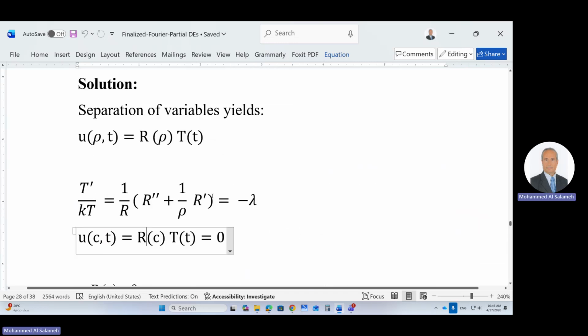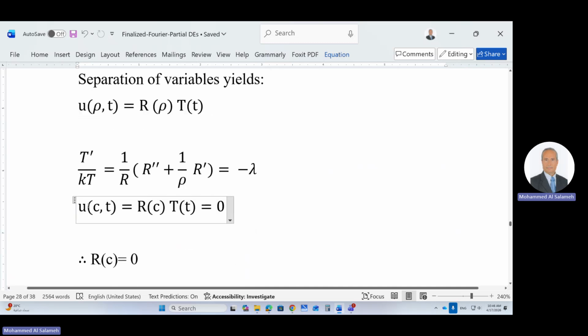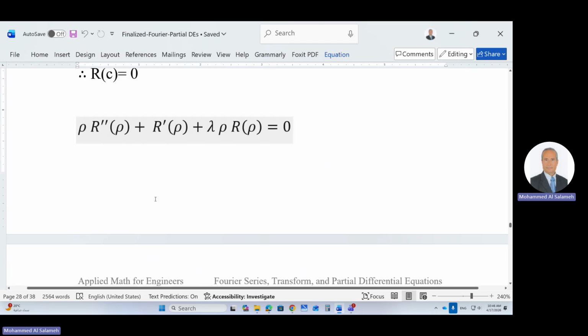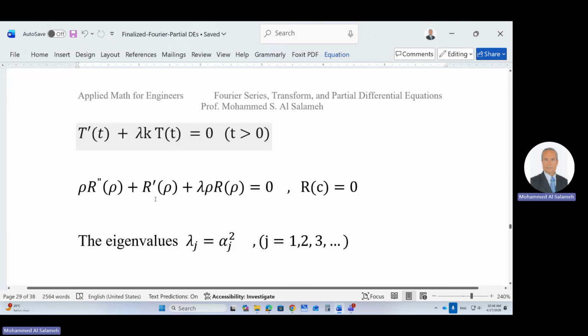The other equation, T prime over kT equal minus lambda: if you multiply by kT and take minus lambda to the left-hand side, the equation ends up as T prime plus lambda kT equals 0, for t greater than 0. Now let's start to solve the equations.